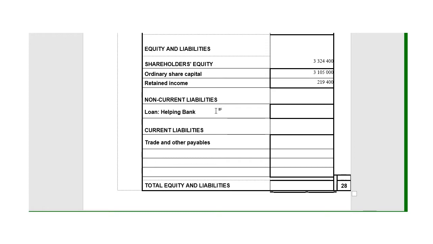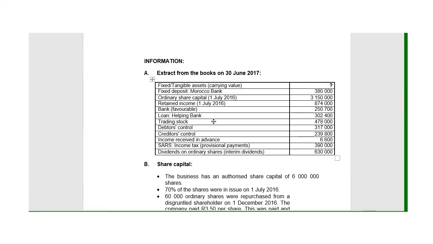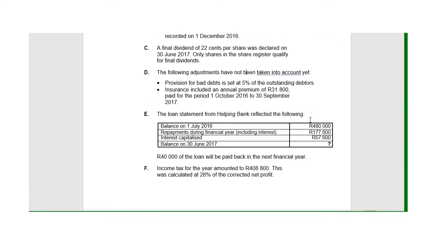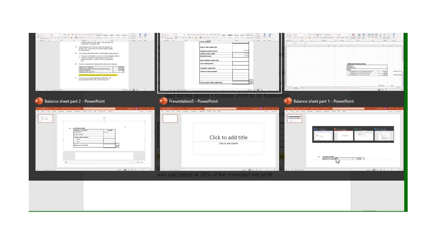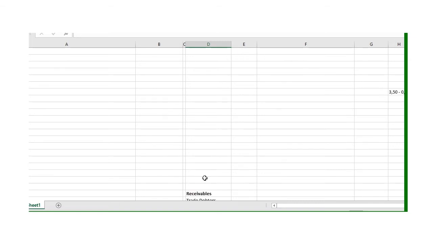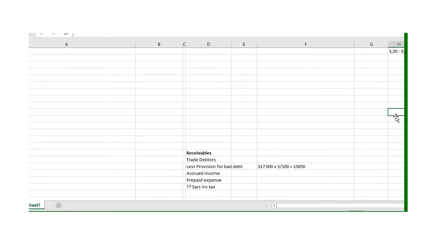Okay, now we can move on to the non-current liabilities, the loan. Now, if I look at the information for the loan, they give me the statement, tell me the balance, the payments, the interest, and then not the balance at the end. And then important, there's a note to tell me that 40,000 of the loan will be paid back in the next year. So let's first work out what the loan value at the end of the year is. Simple enough, we just need to follow a certain formula. Let's just work it out here.